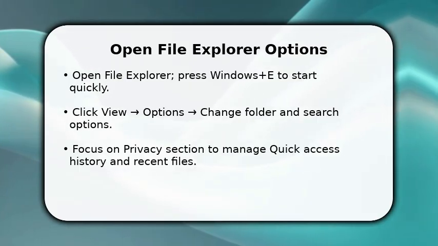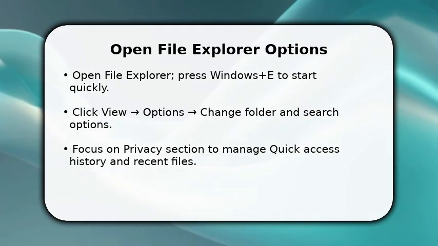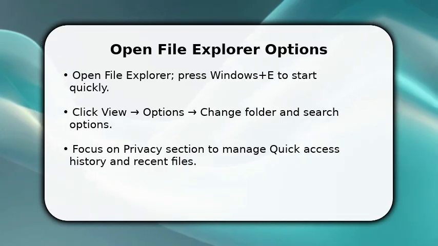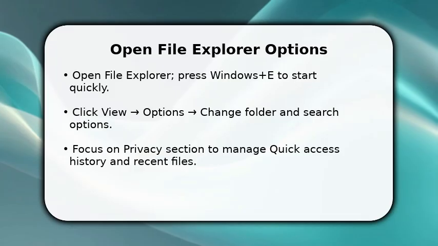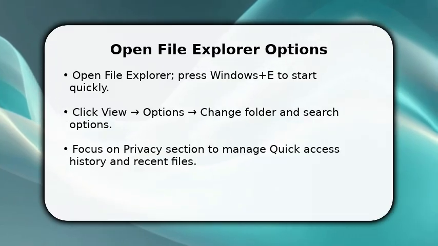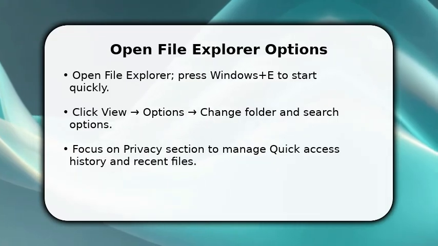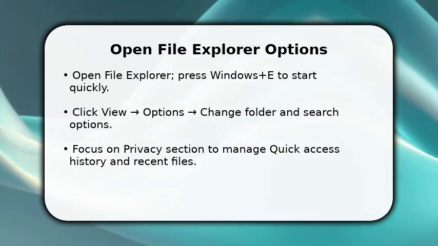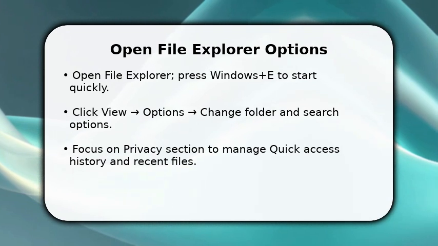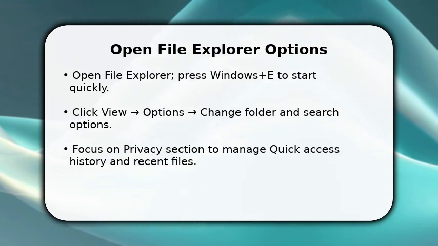You want to be in the Privacy section because that's where quick access and recent files are tracked. Clearing them removes traces and reduces clutter. Make sure you understand why: privacy and a cleaner quick access. Then move to the Clear button to remove existing history and adjust the two checkboxes to stop future tracking.